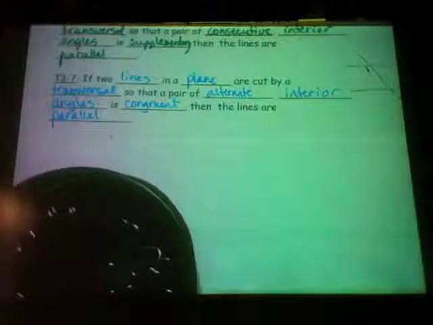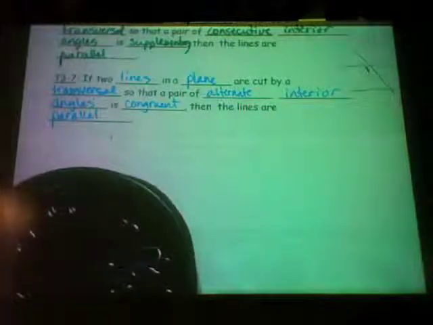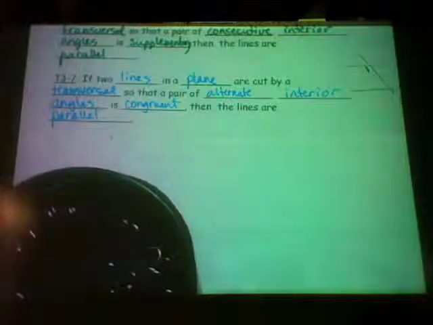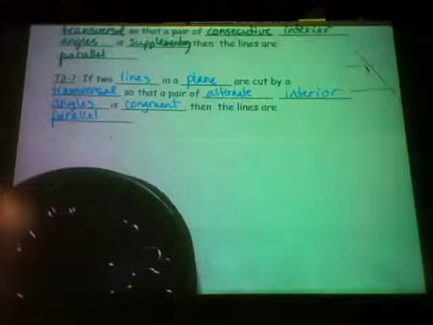So two lines in a plane are cut by a transversal so that a pair of alternate interior angles is congruent, then the lines are parallel. Alternate interior angles would look like this. They're both inside the parallel lines, but they're on opposite or alternate sides of the transversal.